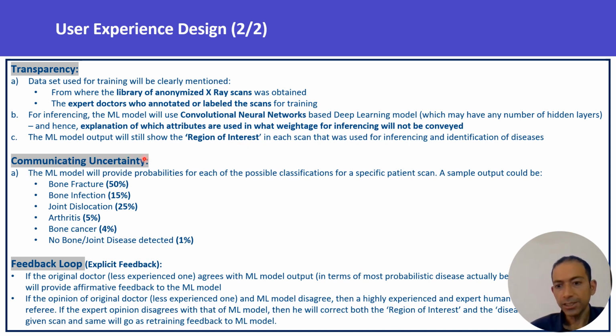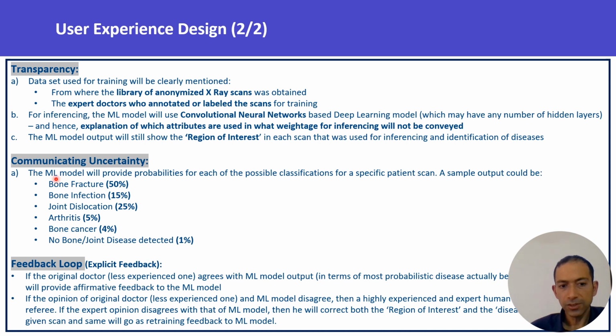Next, communicating uncertainty. It will not just give the final classification, it will give probabilities of each possible outcome class. A typical outcome, not always, could be: I give an X-ray scan and it gives an output that bone fracture is 50% probable, bone infection is 15% probable, joint dislocation is 25% probable, arthritis is 5%, bone cancer 4%, no disease is 1%.